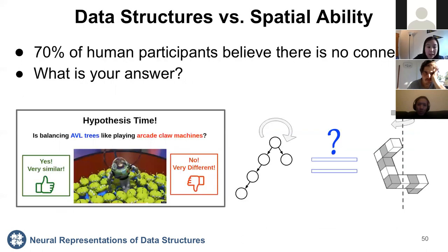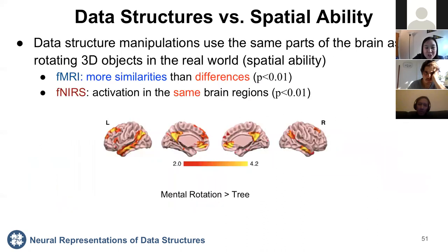In our study, we asked all of our 76 participants whether they thought data structure manipulations and mental rotations are similar cognitive activities or not, like the hypothesis we did together before. So 70% of them believed there was no connection at all. Very interesting, like our audience here is very similar to our study. So recall what you typed in the chat. Is your answer the same as the majority of our participants? Like, did you say yes or no? So now let's check what the medical imaging data tells us, then we will know the answer.